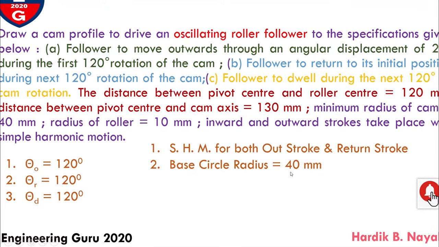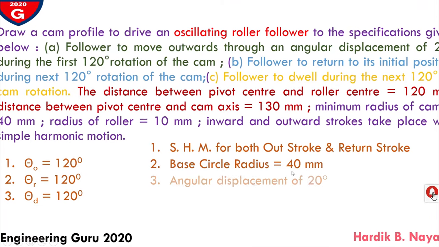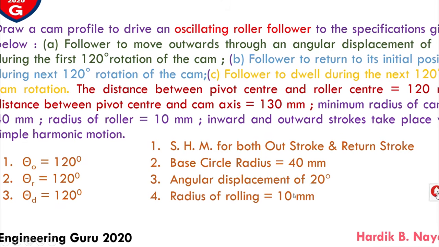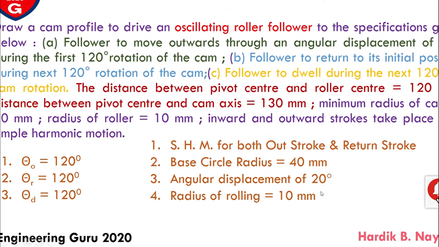Base circle radius equals 40 mm, angular displacement equals 20 degrees, and radius of roller equals 10 mm. Let's start with the displacement diagram. Here simple harmonic motion is given for both outstroke and return stroke. So here I will share one easy technique for drawing the displacement diagram for S.H.M.